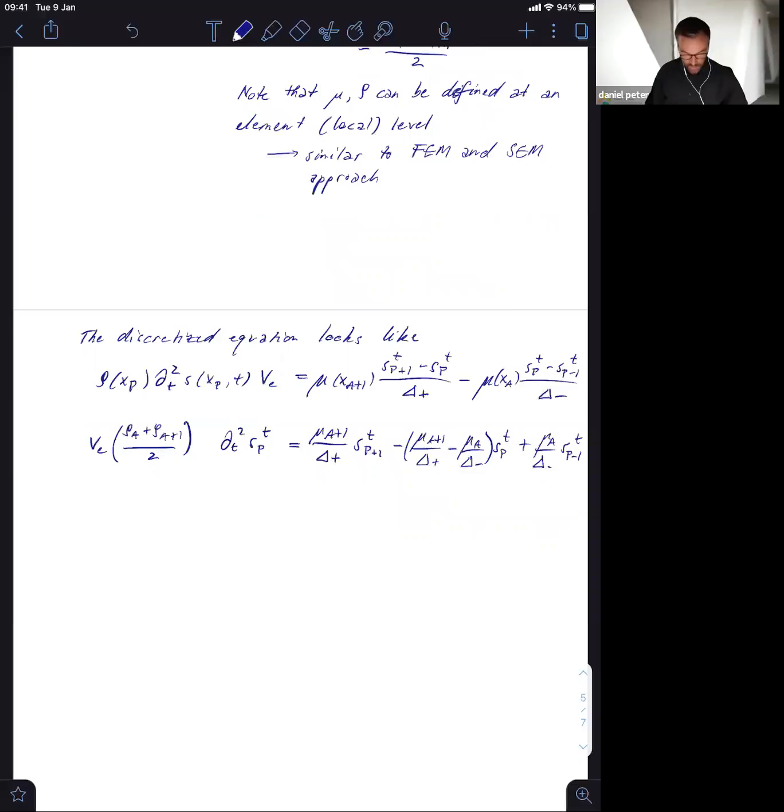So now you see how we can cast this into a matrix form where we then have the coefficients of the mass matrix times the acceleration. And here this can be cast into this stiffness matrix times the displacement.